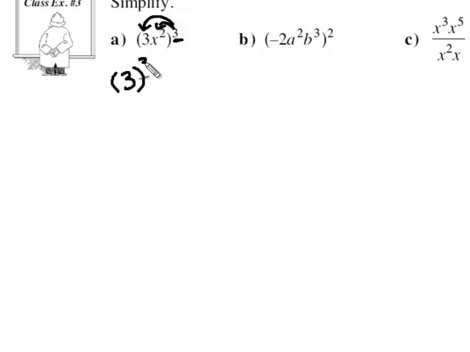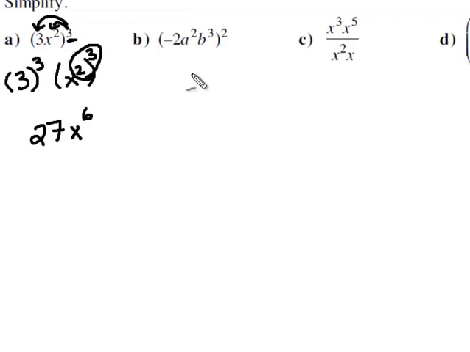Now, you can rewrite this if you want to help you keep it straight. So the 3 has to be cubed, and the x squared also has to be cubed, but you don't have to. 3 cubed is 27, and then x squared all cubed, that's our power of a power law that says those two powers should be multiplied together. So in this case, 2 times 3 is 6.